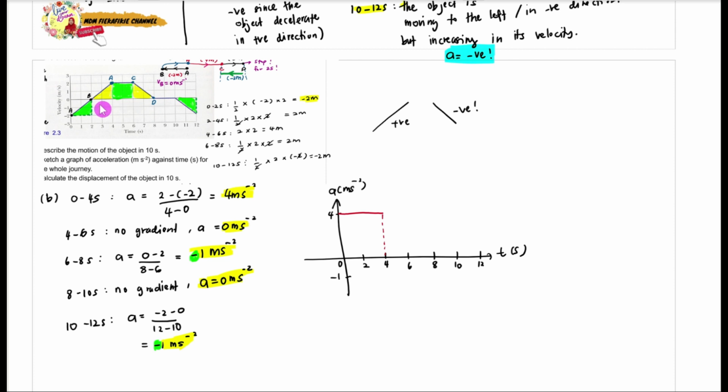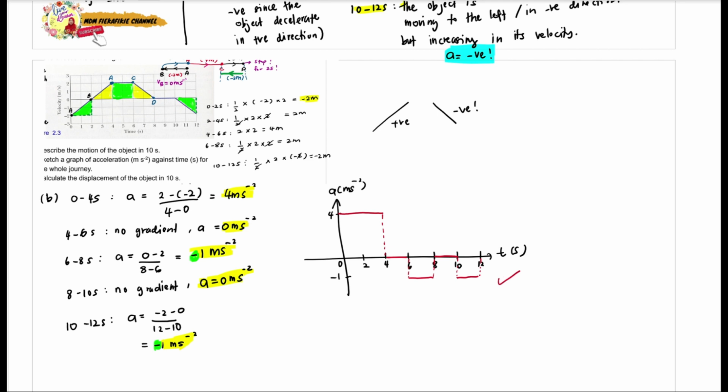Alright, and then from 4 to 6 seconds, the gradient is 0 because a horizontal line from 4 to 6 seconds means that the acceleration is 0. And then 6 to 8 seconds, it is negative 1. Okay. And then from 8 to 10 seconds, 0 meter per second squared. And then from 10 to 12 seconds, it should be negative 1 meter per second squared. Alright, so ini kita dah siap lah kita punya graph.